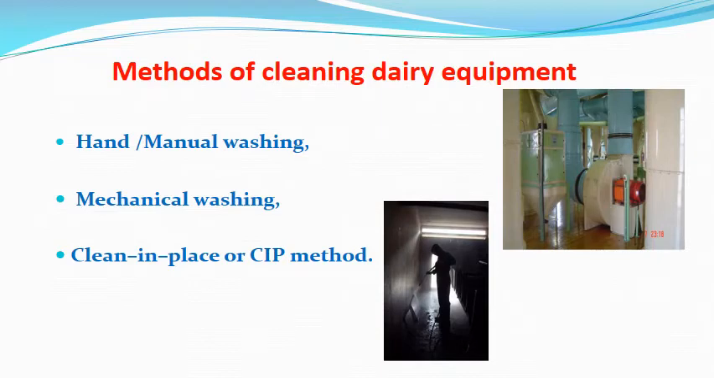Now, methods of cleaning dairy equipment or a dairy plant. There are three here. First is hand or manual washing. In a small dairy plant, most things can be washed manually or by hand. Then there is mechanical washing, where a lot of mechanical support is used, particularly in a bigger dairy plant, and it helps in washing many things directly in a programmed way, as in can washing. And one of the modern applications in washing a dairy plant is the cleaning in place or CIP method, which we will discuss in more detail. All three methods we are going to discuss next, with more details about cleaning in place, which is a very common practice for washing different equipment and machinery in a modern dairy plant.